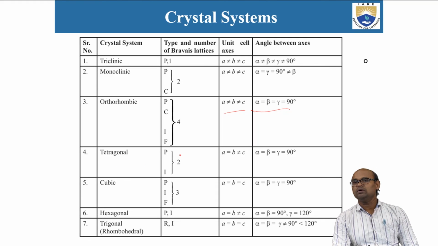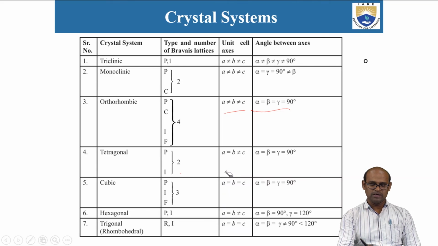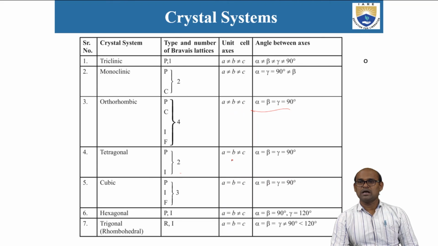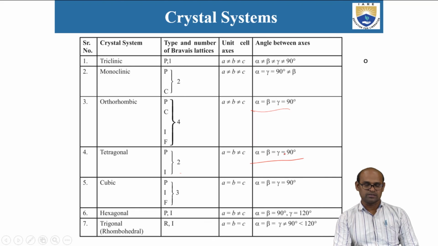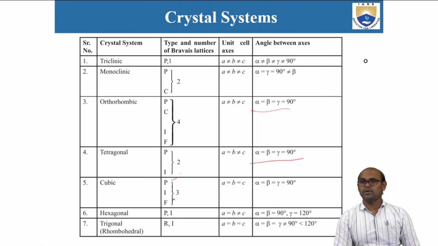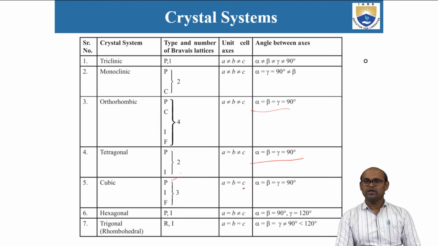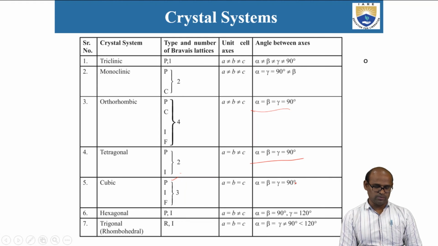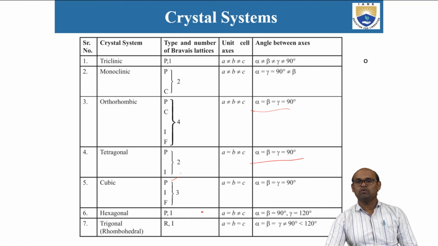Tetragonal. In tetragonal you have one primitive and one non-primitive unit cell. Axial lengths, A is equal to B but not equal to C, and all the crystal axes are perpendicular to each other, so angles are 90 degrees. Cubic, you have one primitive and 2 non-primitive unit cells. A equal to B equal to C, and alpha equal to beta equal to gamma equal to 90 degrees. All the crystal axes are perpendicular to each other. Hexagonal, you have one primitive and one non-primitive. A is equal to B but not equal to C. Alpha equal to beta equal to 90 degrees, but gamma is 120 degrees.